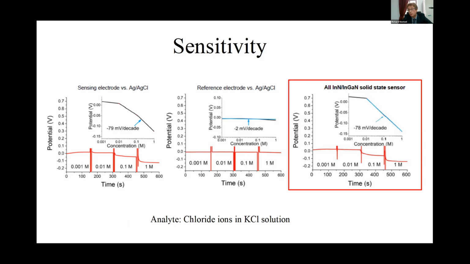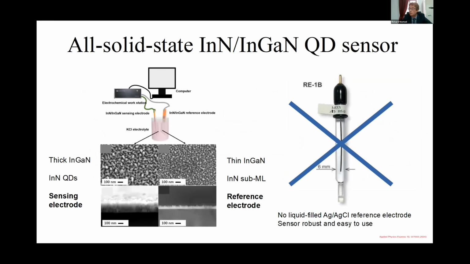And on the right side, the all indium nitride solid state sensor with an indium gallium nitride quantum dot sensing electrode and an indium gallium nitride submonolayer indium nitride reference electrode. The advantage is, with this sensor, we can easily make it very small. It is very robust and compact because we do not need these very inconvenient liquid-filled silver-silver chloride reference electrodes. No maintenance is required, and it's very easy to use.